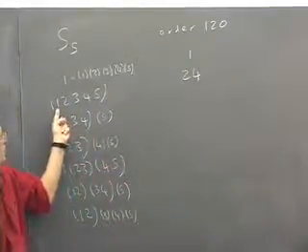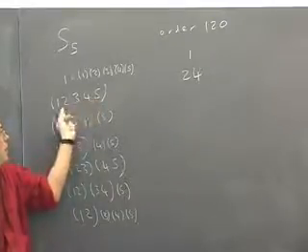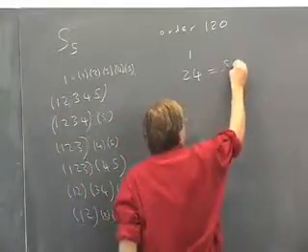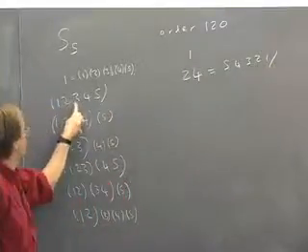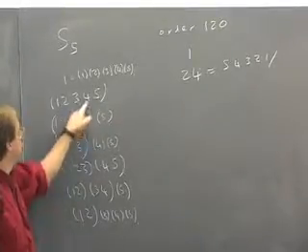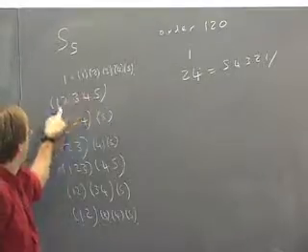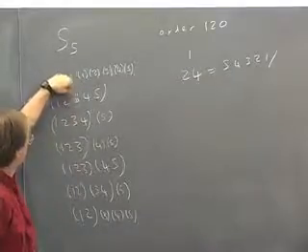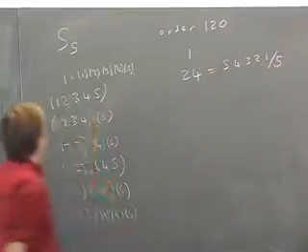Why? Well, I can choose this element in 5 ways, this then in 4, this then in 3, this then in 2, this then in 1, which looks like 5 factorial. However, this is the same as the cycle 2, 3, 4, 5, 1, which is the same as the cycle 3, 4, 5, 1, 2, and the cycle 4, 5, 1, 2, 3, and the cycle 5, 1, 2, 3, 4. So this same cycle can be written in 5 different ways, depending which element I put first. So I have to divide by 5, which is why I get 4 factorial.